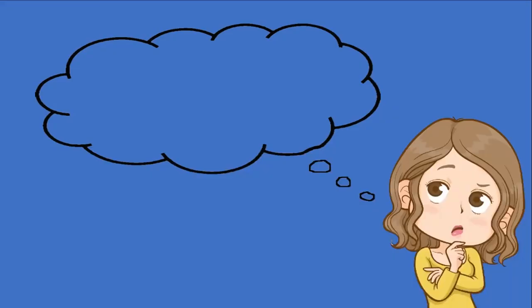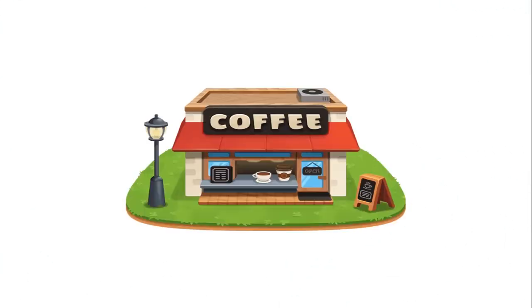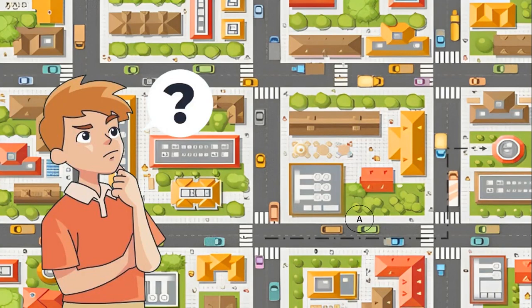Let's imagine that you want to go to your favorite coffee shop in your nearest location, but you have to choose between two paths. Let's call them Path A and Path B. Both paths lead to the same destination. However, the distance is not the same.